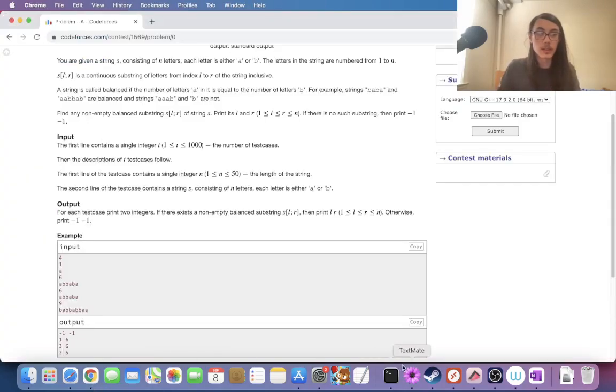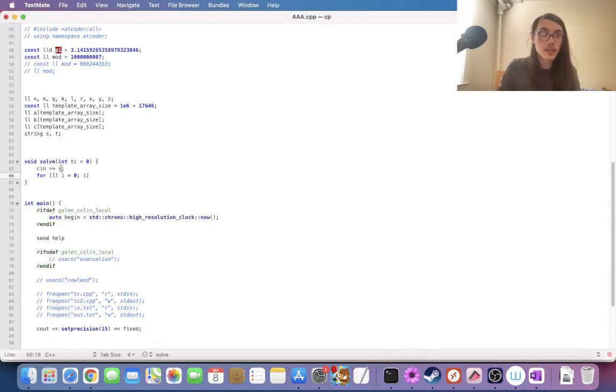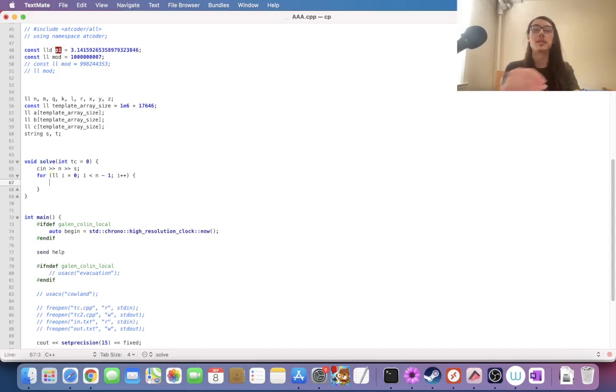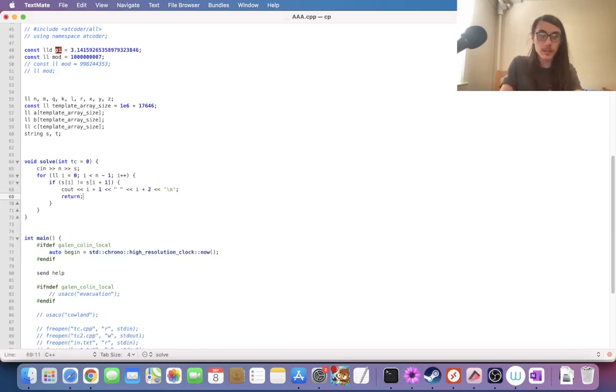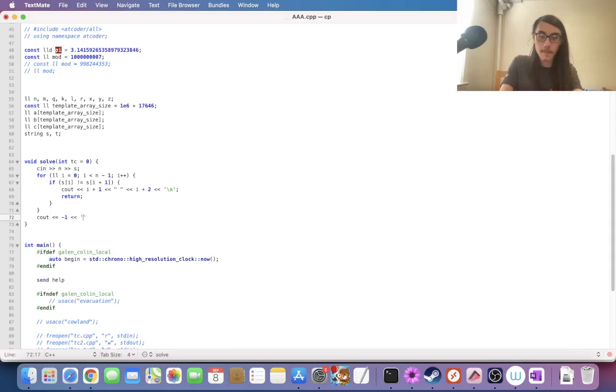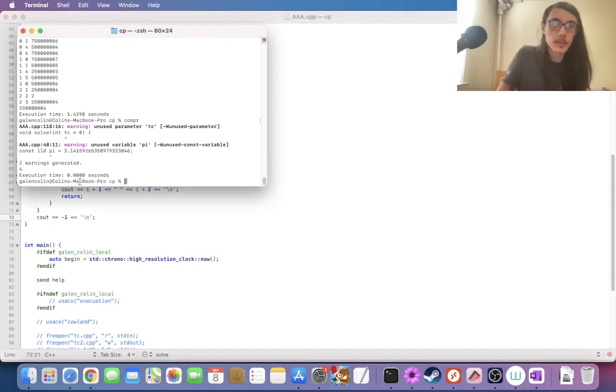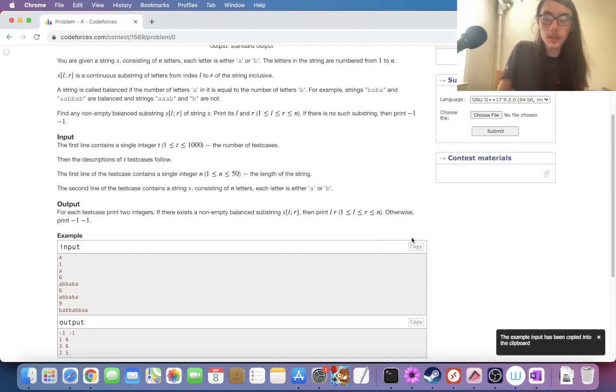Wait, does it give a length? No, it does. Okay. Read into n, and then into s. And we're going to iterate up to n minus 1. We're doing that because we're accessing i plus 1, so we don't want to go out of bounds. Then we just print that if we find it. And otherwise, we print that there is nothing. Let us go.